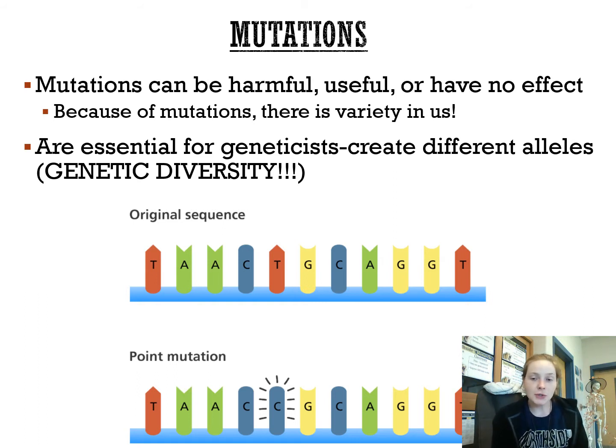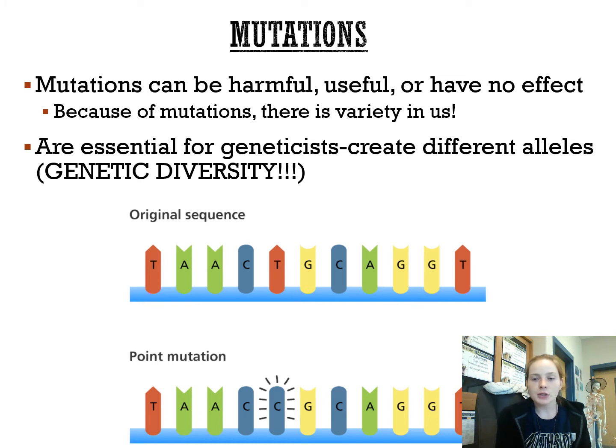Mutations are also really important for diversity because they can create different alleles. If we go back to that hair color example where red hair was caused by a mutation, before that mutation occurred, there was maybe only two hair colors, brown and black. That mutation caused a new allele, an allele for red hair. And so that can really provide genetic diversity to a population.